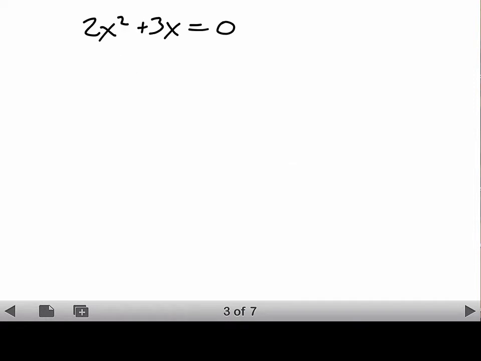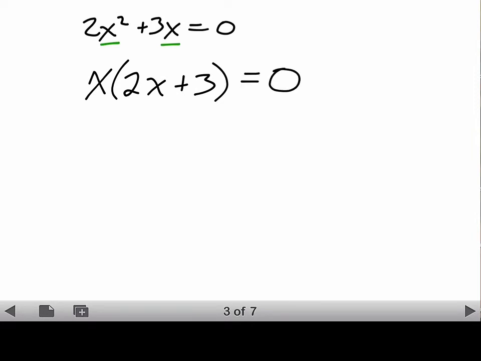Next we have 2x squared plus 3x is equal to 0. Here I see we have a common factor of x in both terms, and when we factor that out, we end up with something that looks a lot like what we had in the previous example. X times the quantity of 2x plus 3 is equal to 0. Again, x could be 0, or the other factor, 2x plus 3, could be 0.